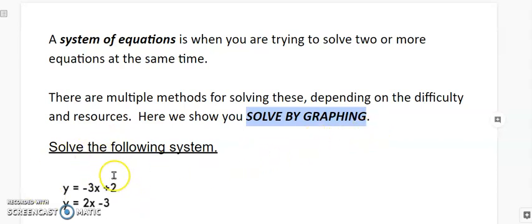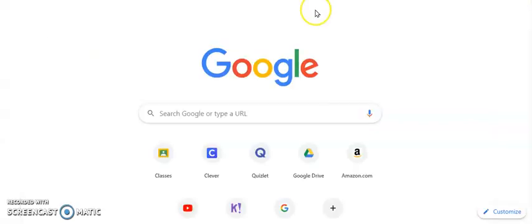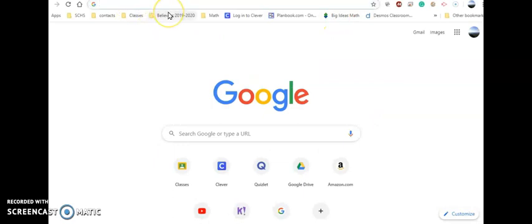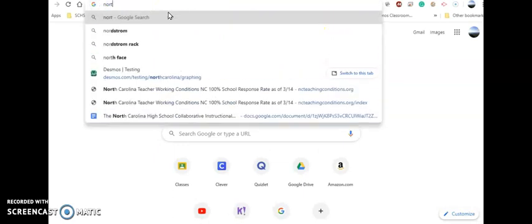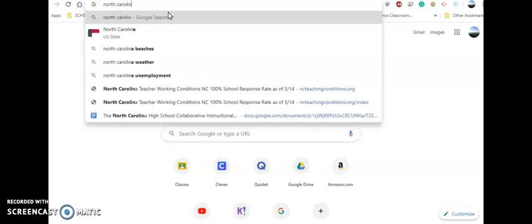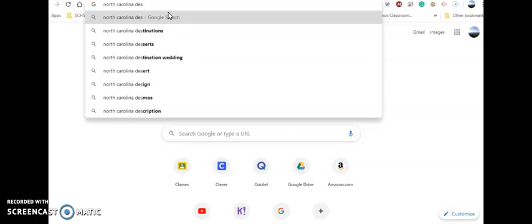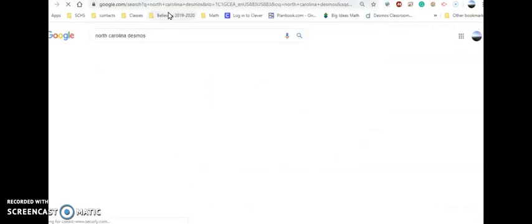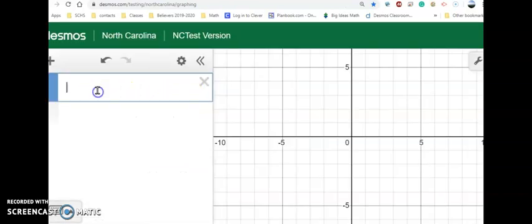So we're going to solve this system, and I'm going to use Desmos for that. So I'm going to click open up a tab. I'm going to go to our North Carolina version of Desmos. And maybe not the fastest way of getting there, but then I'm going to type in those equations. So I've got the North Carolina test version of Desmos because that's the one that we're used to seeing. So I'm going to type in my two equations here.